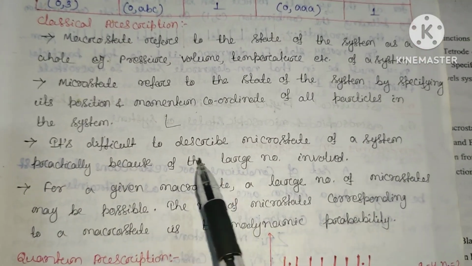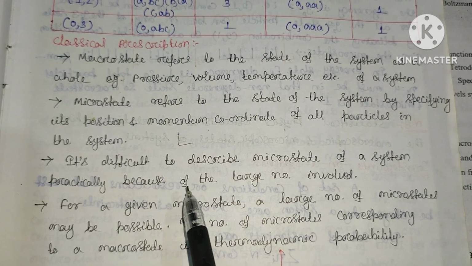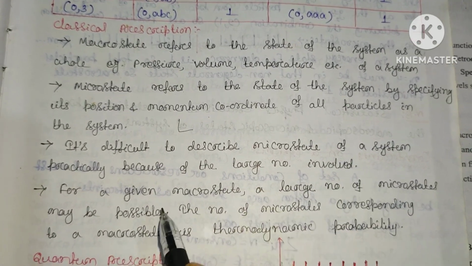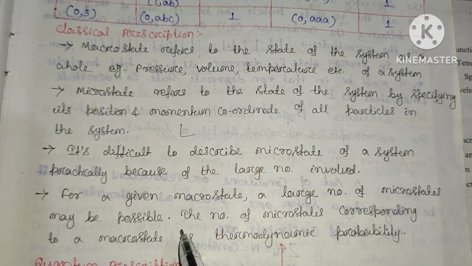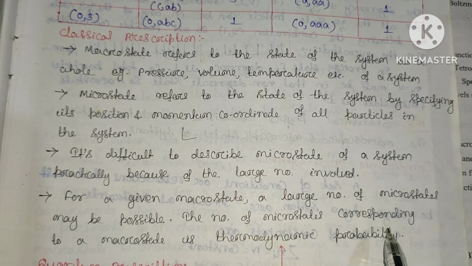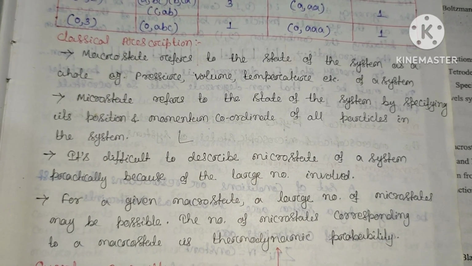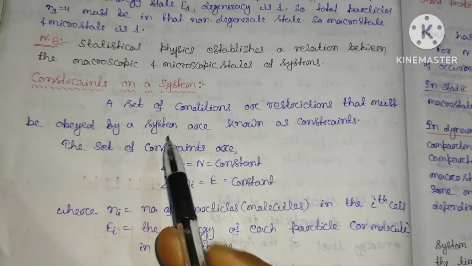The next is, it is difficult to describe the microstate of a system practically because of the large number of particles involved. Next, for a given macrostate, a large number of microstates may be possible. So the number of microstates that corresponds to a macrostate is the thermodynamical probability.